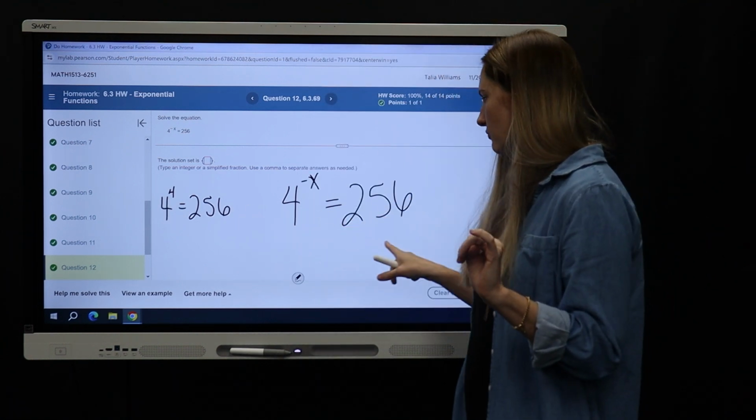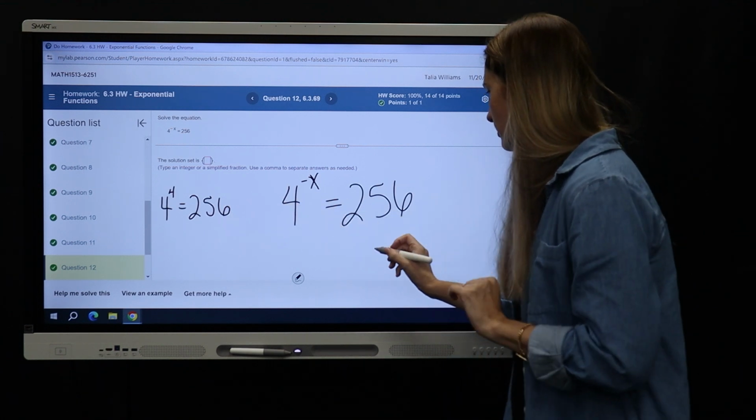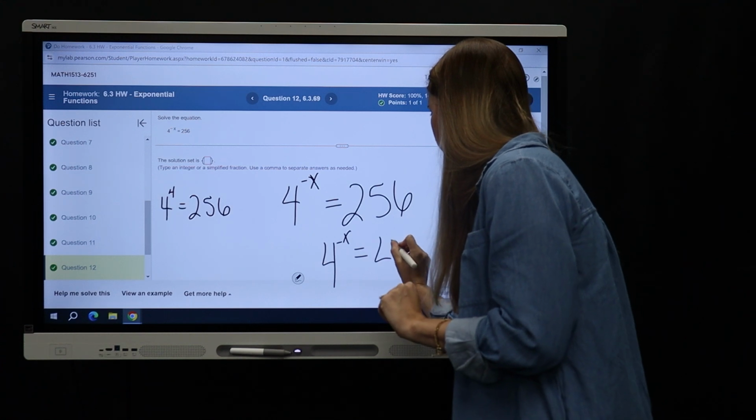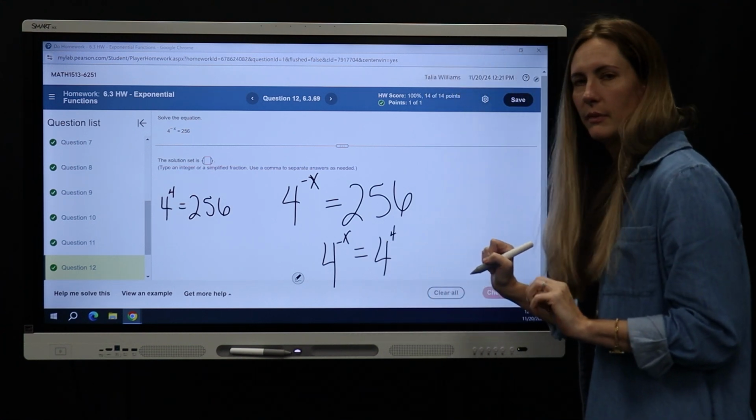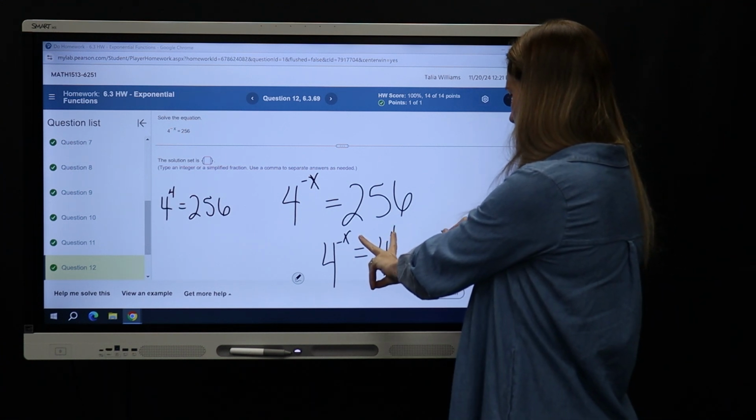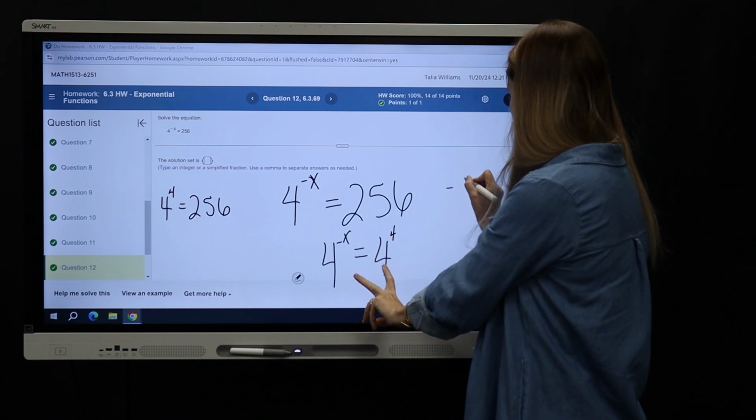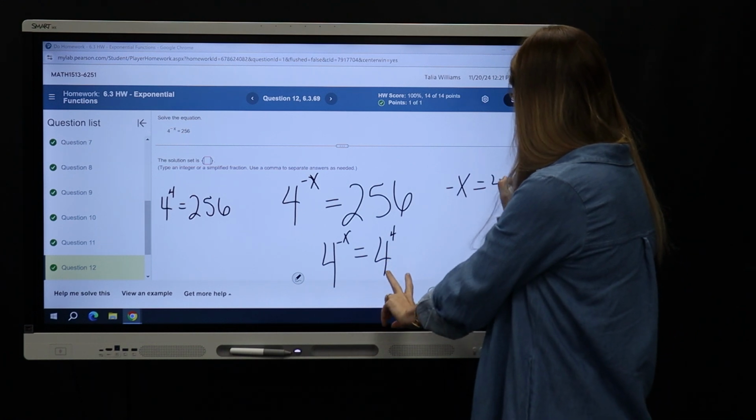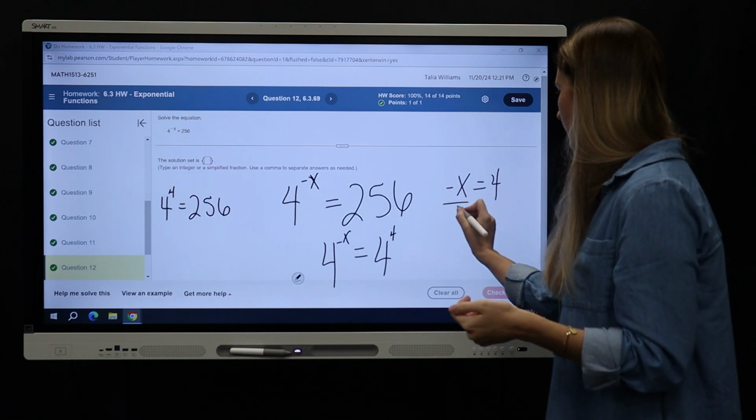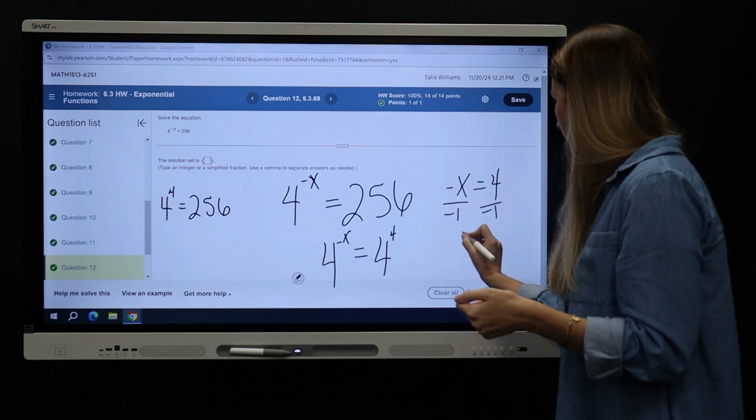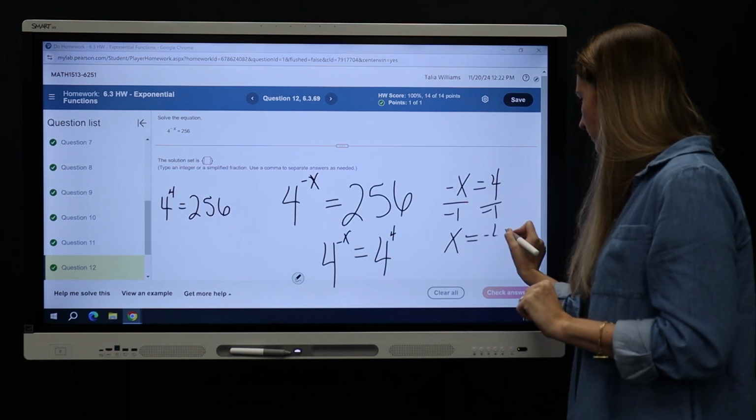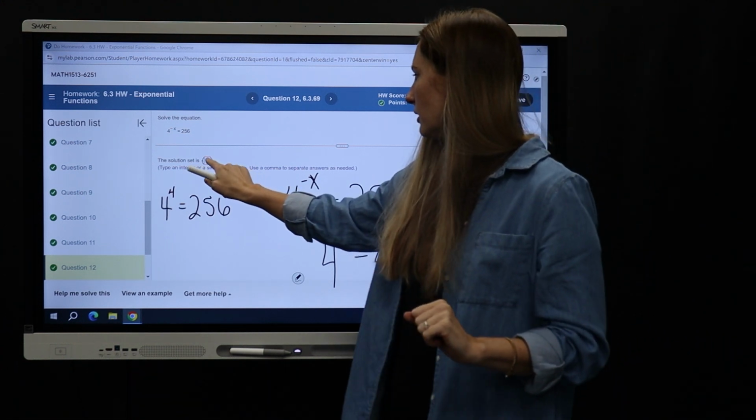So now then, instead of 256 here, I'm going to put 4 to the 4th power. So I'm going to have 4 to the negative x equals 4 to the 4th power. Now then, since my bases are the same, I can say negative x equals 4. Now, I can't have negative x equals 4. We have to move our negatives, so we can divide by a negative. Negative divided by a negative is a positive. Positive divided by a negative makes this negative 4.